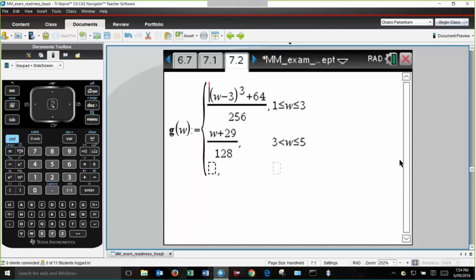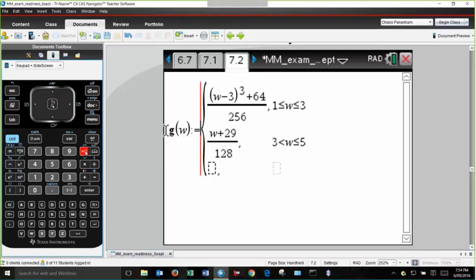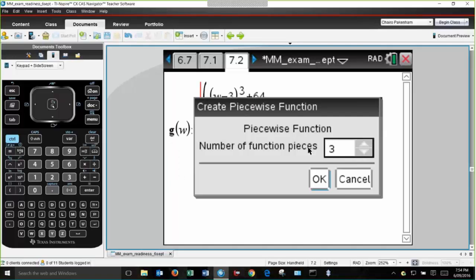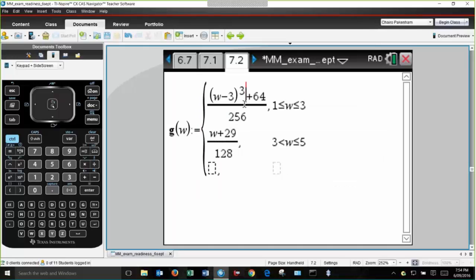I've already partially started doing this because it was going to take too long to do, but I wanted to illustrate the use of the hybrid or piecewise function template. So if you go to the templates here, it's the template over here. You can select the number of pieces, which in this case is 3, and you can place both the function definition and also the domain restriction. Finally, it's 0 otherwise, or 0 elsewhere.